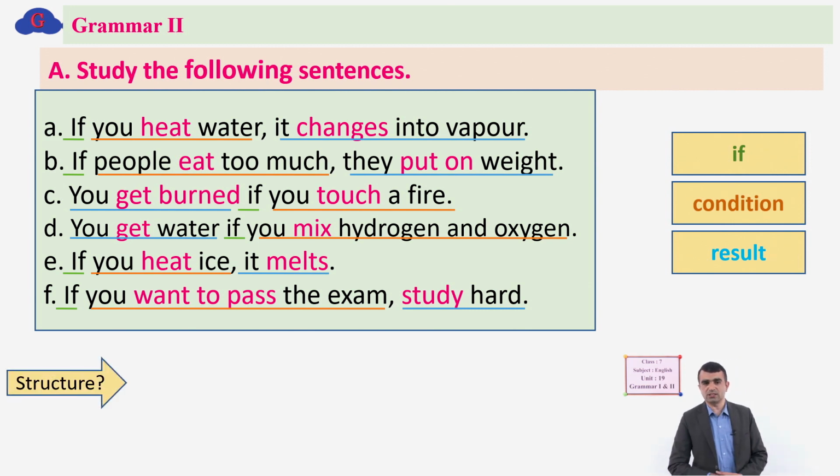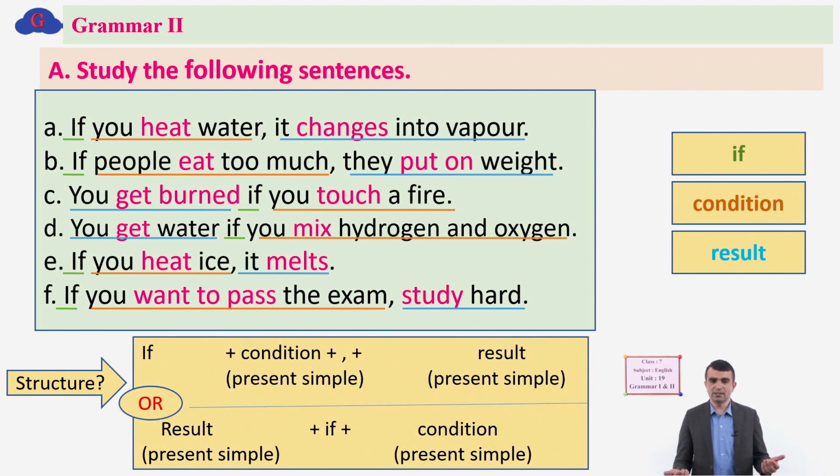Now the structure you can see. What is there in the beginning? First sentence, you can start with the first sentence. If you heat water, it changes into vapor. Well, now here this is the structure, is it so? You might have realized. Okay, good. Now here if is there in the beginning, and then the condition, and in between the result and the condition there is what? What can you see?